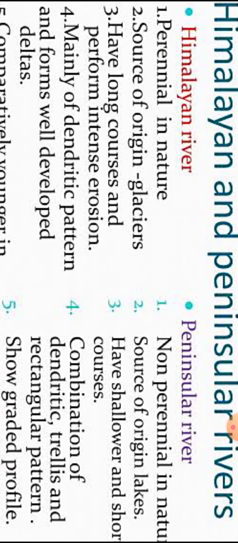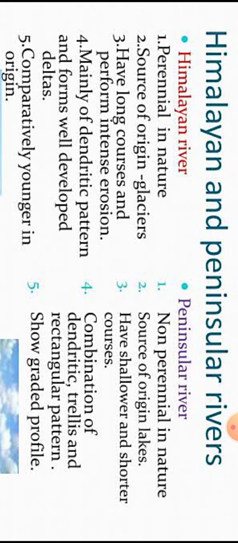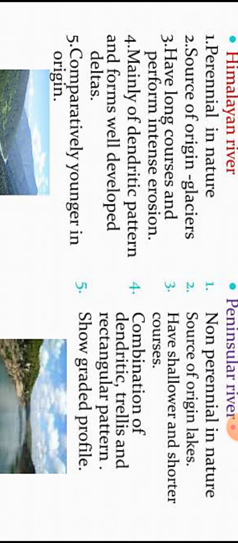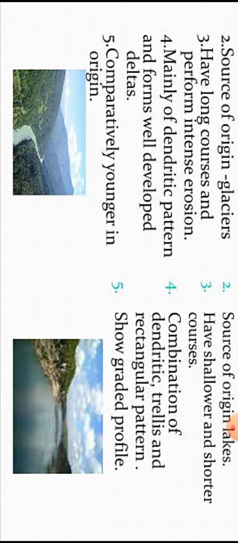Himalayan rivers have long courses and perform intense erosion. Peninsular rivers have shallower and shorter courses, mainly of dendritic pattern, and also form well-developed deltas. Peninsular rivers show a combination of dendritic, trellis and rectangular patterns. Himalayan rivers are comparatively younger in origin, and peninsular rivers show graded profile. Anyway, Himalayan rivers are perennial and peninsular rivers are non-perennial.